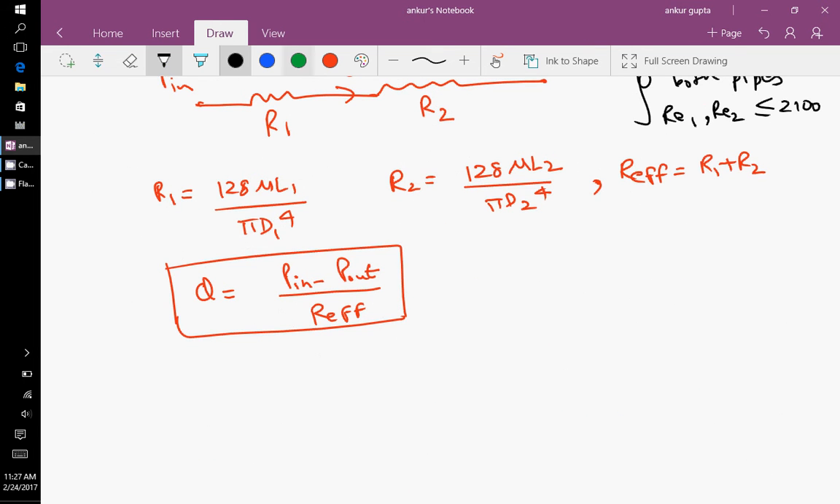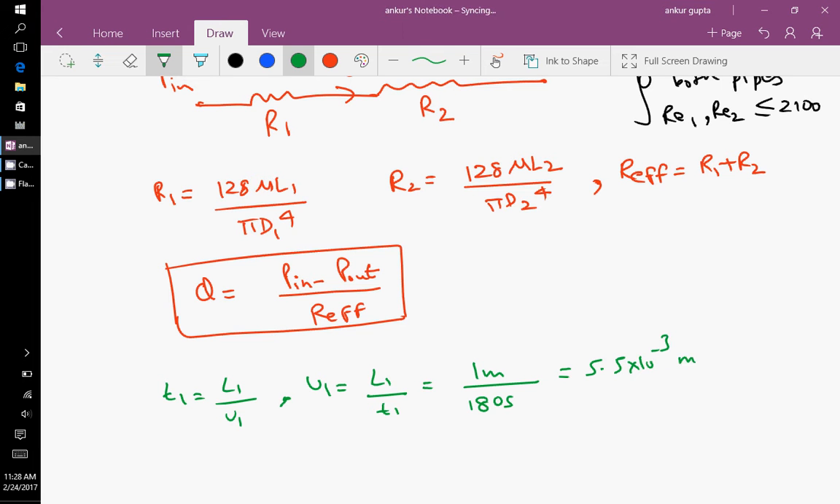So it is very straightforward to actually think about this, that T1 can be written as L1 by U1, since velocity in the first pipe will be constant as a function of length or position in the pipe, and because the flow is fully developed, that is something we have discussed in class. We can find U1 as L1 by T1, and since length is 1 meter and time is 180 seconds, you can actually calculate this to be 5.5 into 10 to the power minus 3 meter per second. Again, you can run the numbers and cross check this.